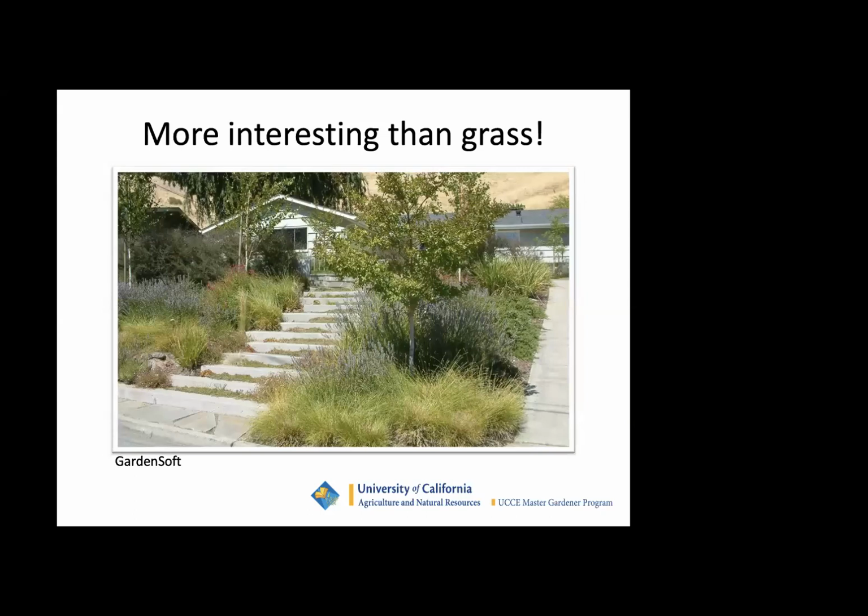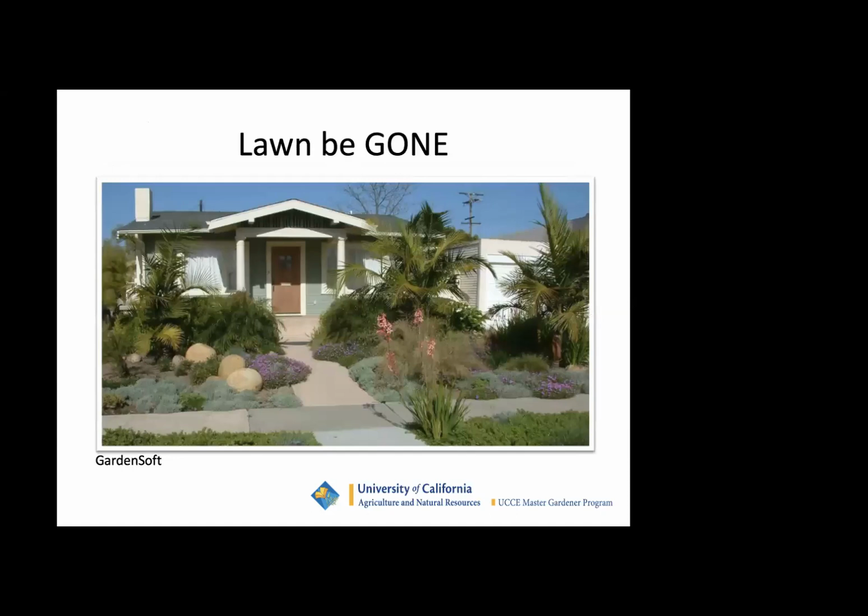Here's another one where this is probably just three species of plants. I think it's probably just lavender and one of the grasses and some ground cover up there. And really, again, a lot more interesting than grass. Here's something where you can easily see this having been a lawn, and some pretty simple plantings. They just mirror on both sides of that path and are super low maintenance.